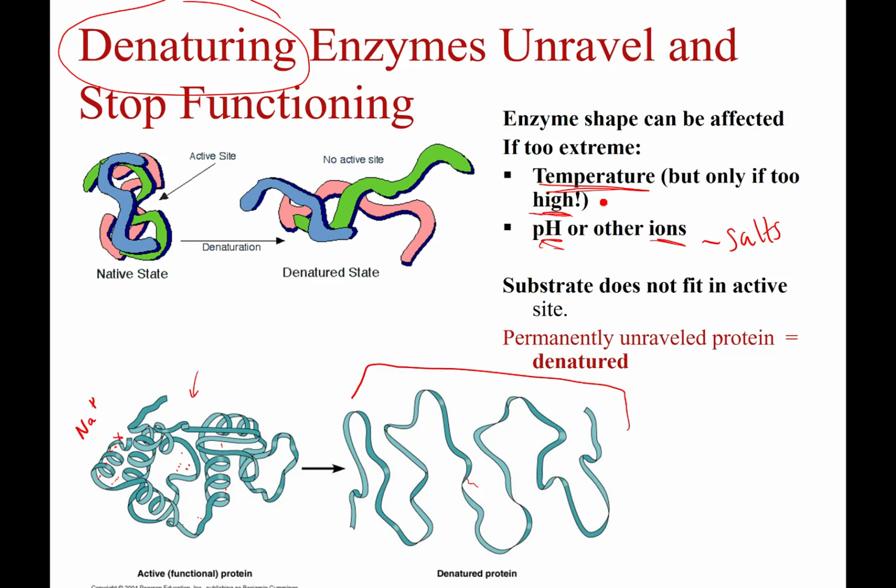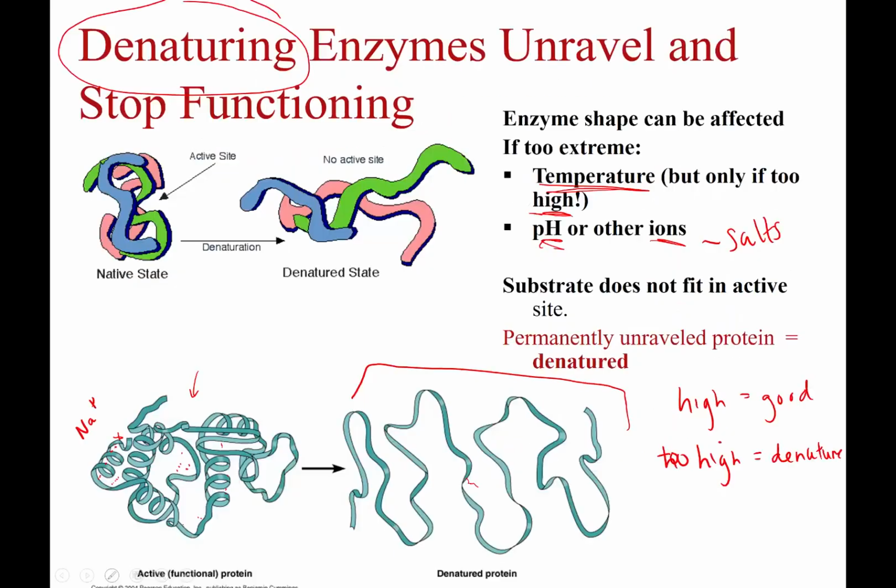Okay? Now, temperature can do this in a slightly different way than salts can, because essentially when you get too hot, things start to move more, they vibrate faster, and that just starts to break apart bonds. So temperature, when it's high, is good, but when it's too high, it denatures. And if it's too low, then it doesn't denature, but it's slow. So the reactions will go slow, but it doesn't denature them.